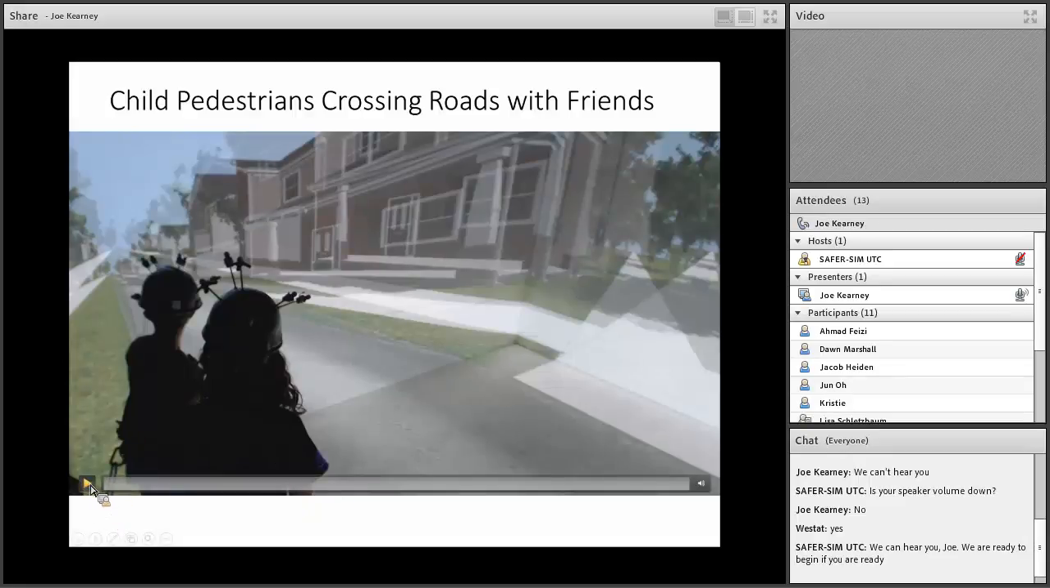Again, the setup is exactly the same as what Joe described with the pairs of unacquainted adults. Each of these kids is wearing stereo glasses, and they are getting either the right or the left images so that the viewpoint is going to be correct for them as they cross the road.